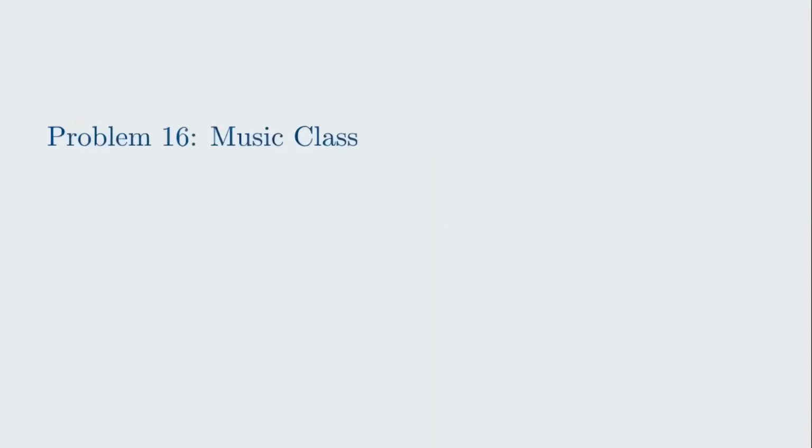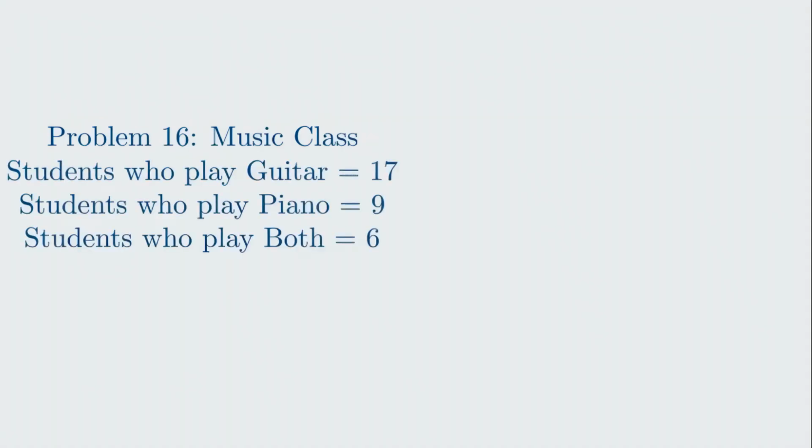Problem 16 is a set theory or Venn diagram problem, often solved using the principle of inclusion-exclusion. We have a music class, and students must sign up for at least one instrument. This means every student is in one of our categories. We have two categories, guitar and piano. Let's write down the information given. 17 students signed up for guitar, 9 for piano, and 6 signed up for both guitar and piano. We need to find the total number of students in the class.